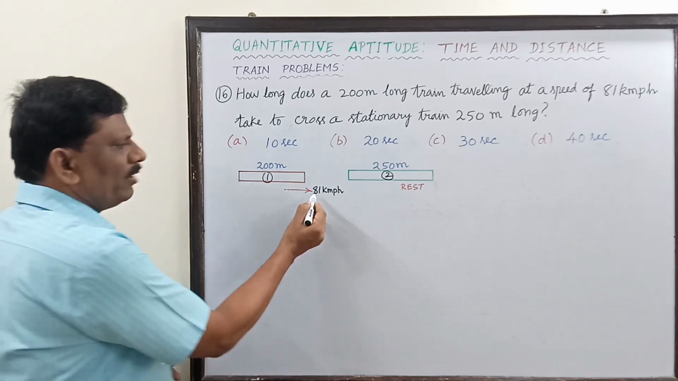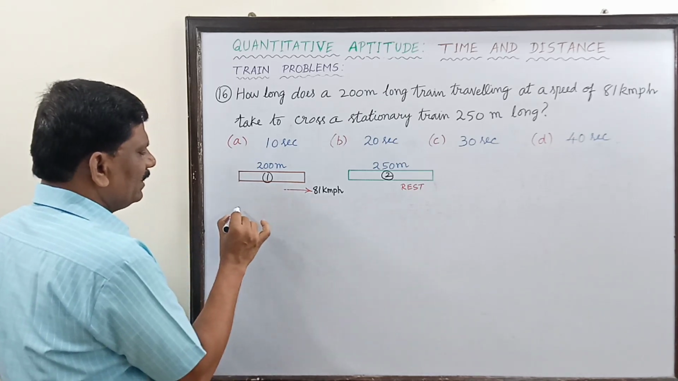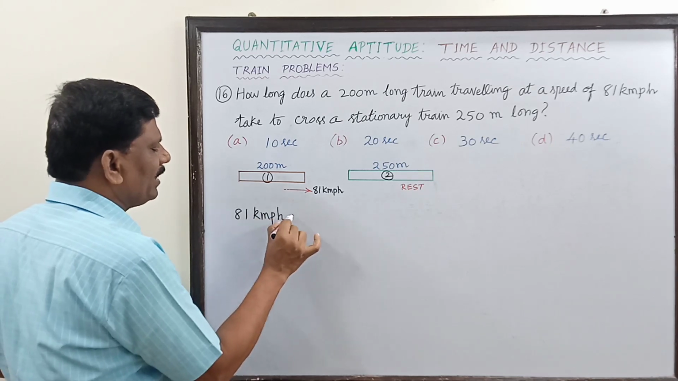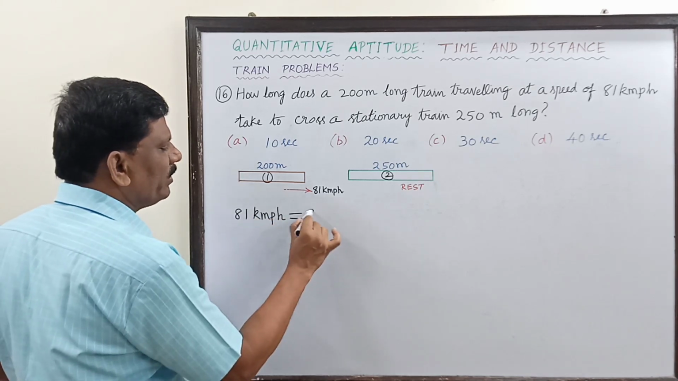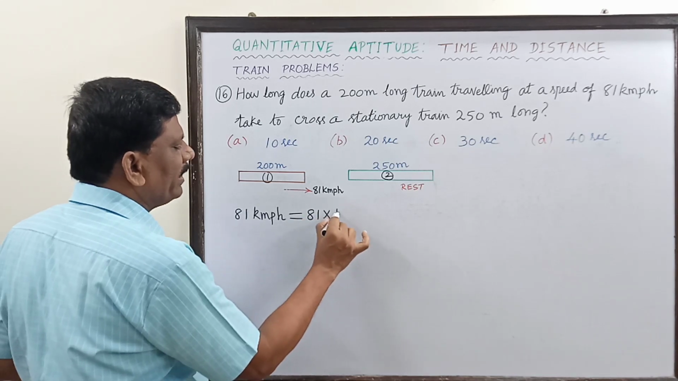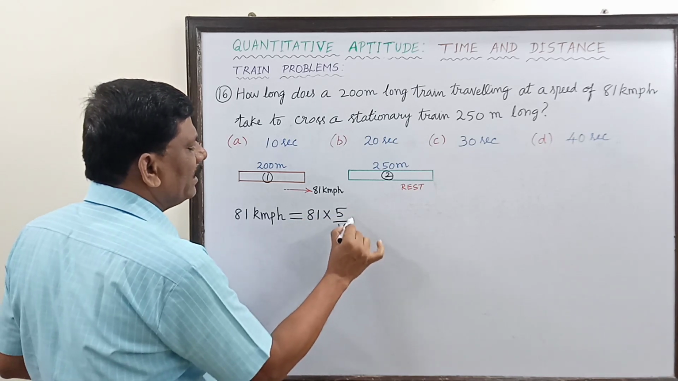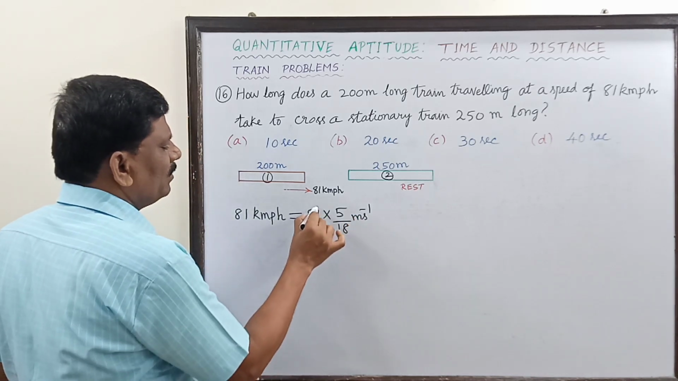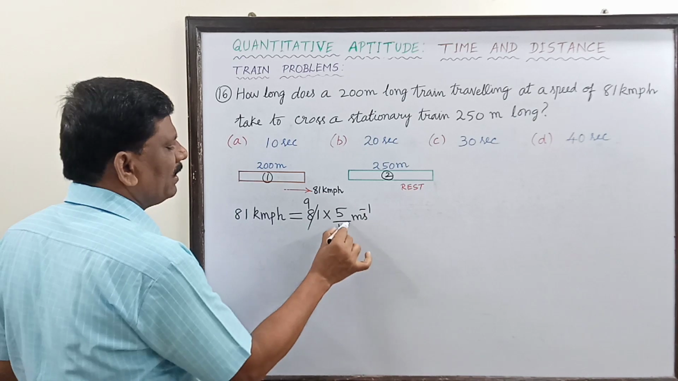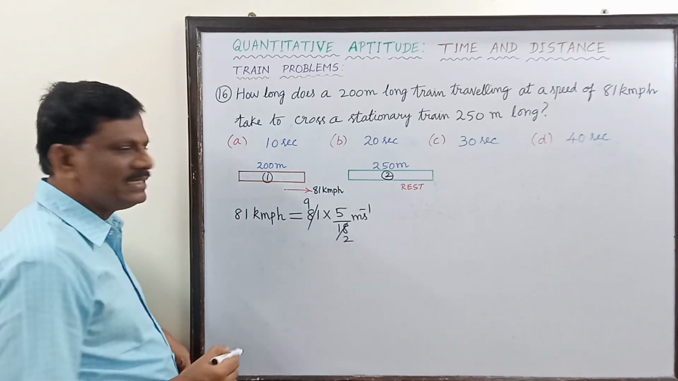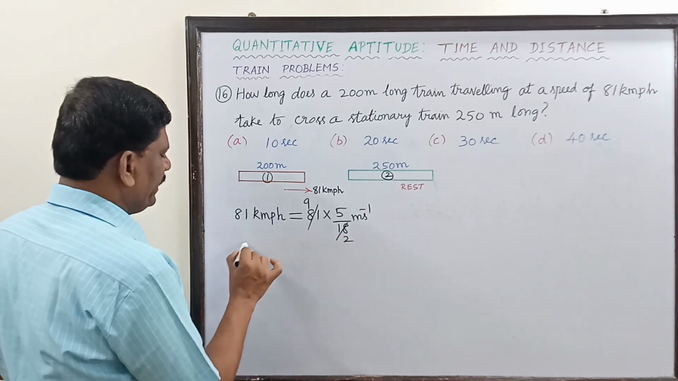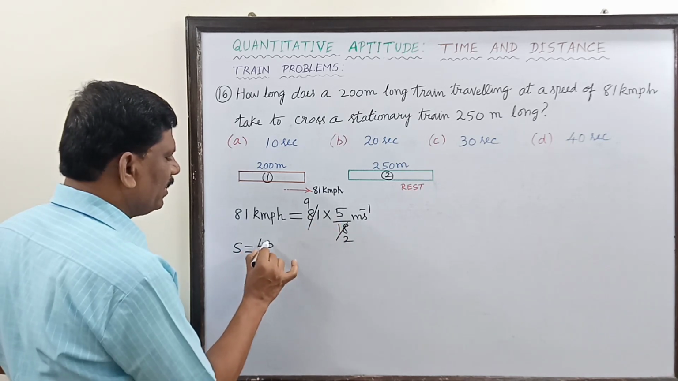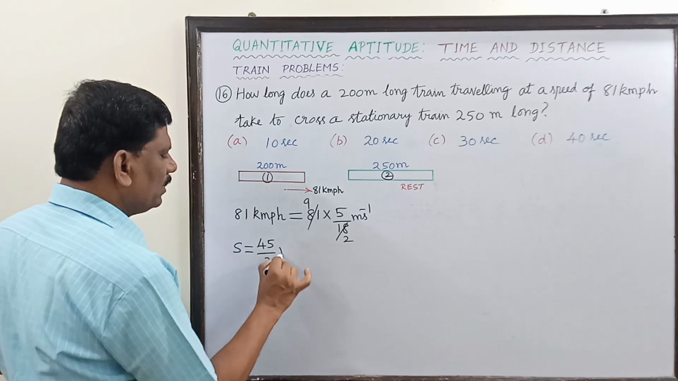First, the speed is given in kilometer per hour. We will convert this into meter per second. So 81 kilometer per hour is equal to 81 multiplied by 5 by 18 meter per second. Now 9 9s are 81, 9 2s are 18. So the speed of the train is 9 into 5 is 45 divided by 2 meters per second.